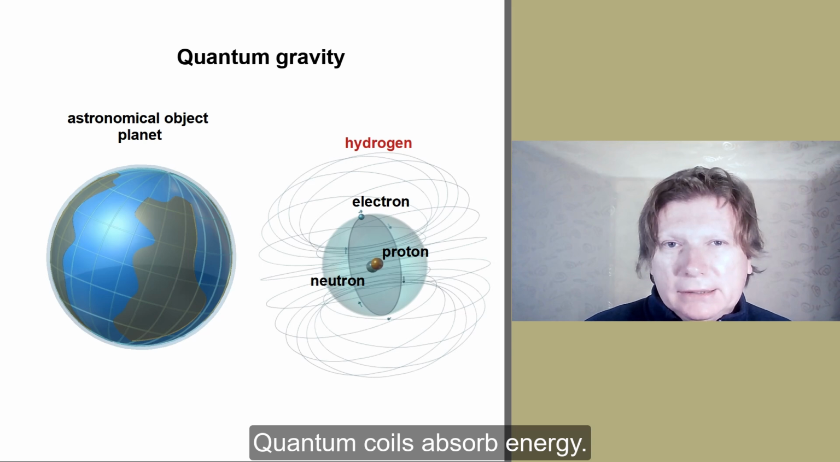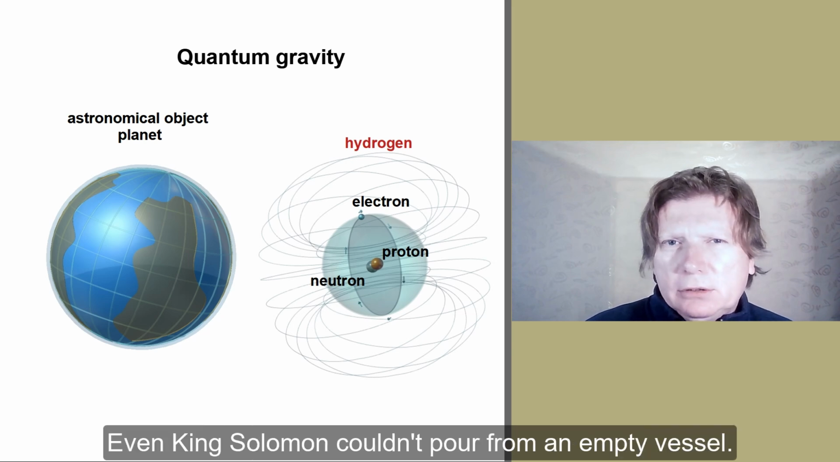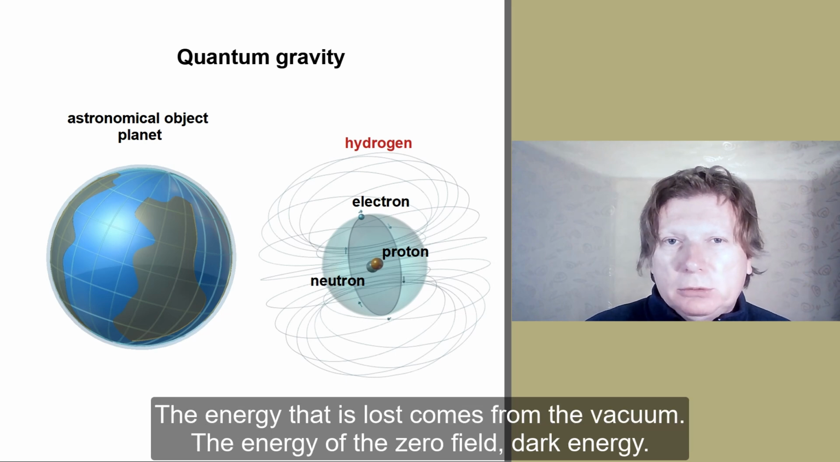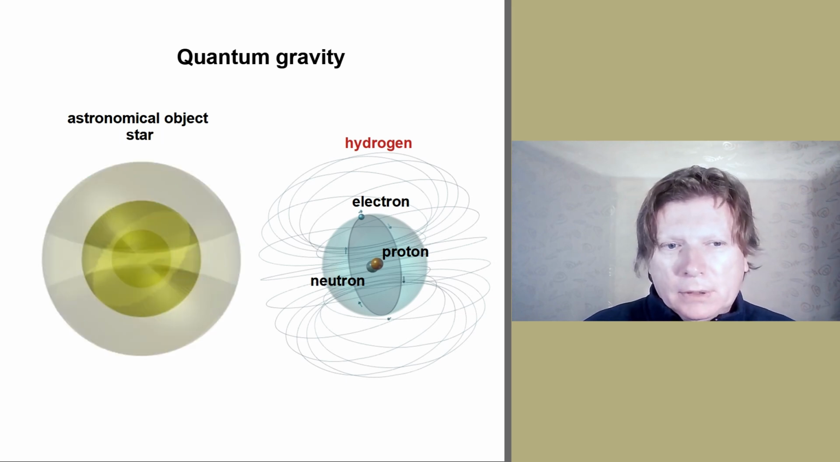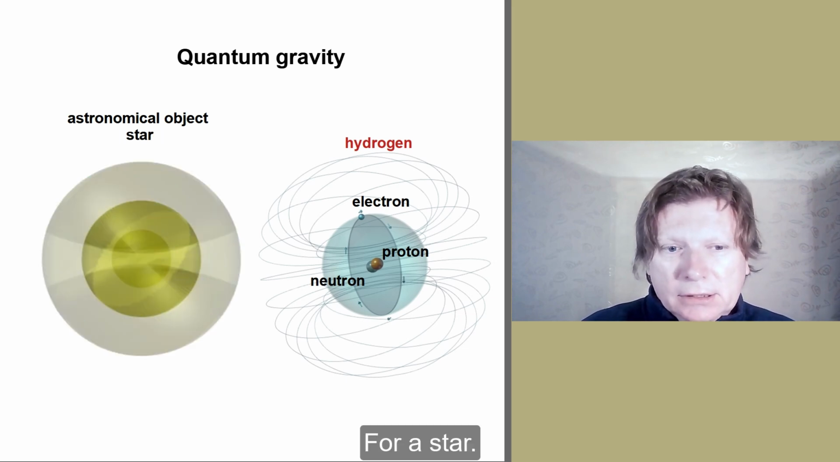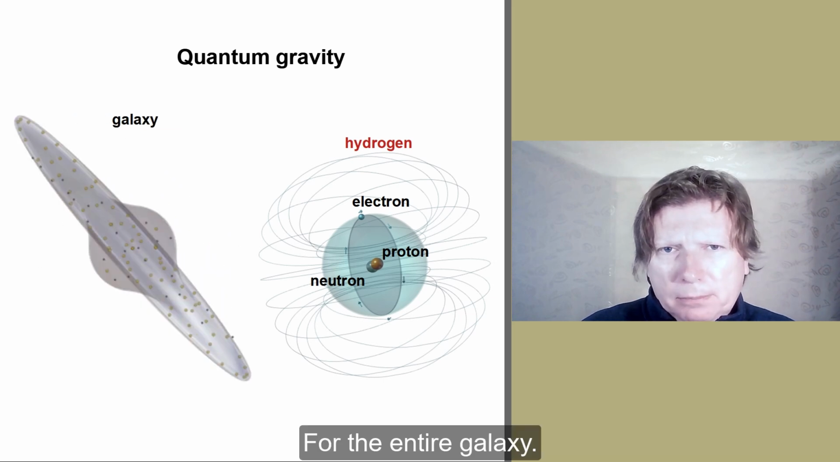Quantum coils absorb energy. Even King Solomon couldn't pour from an empty vessel. The energy that it lost comes from the vacuum, the energy of zero field, dark energy. For a star, for the entire galaxy.